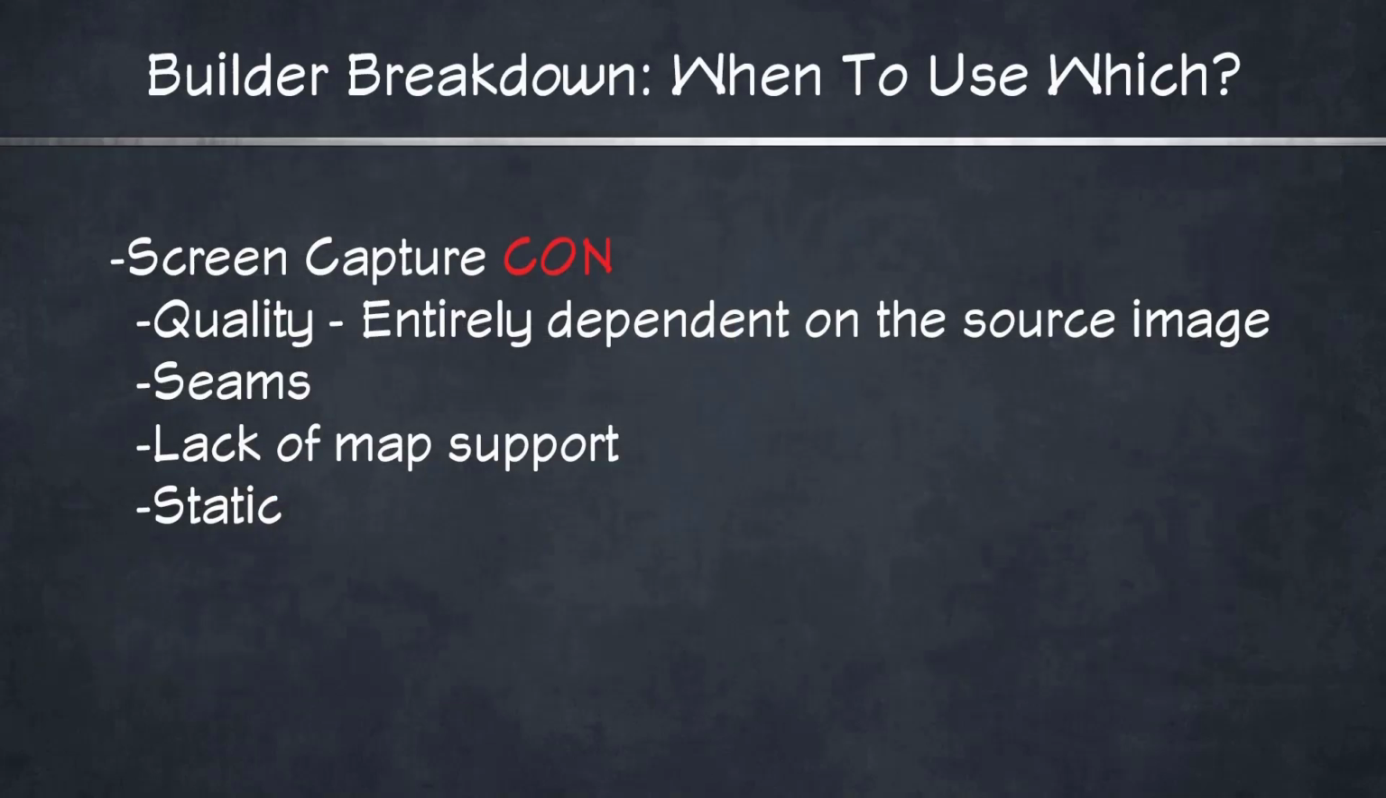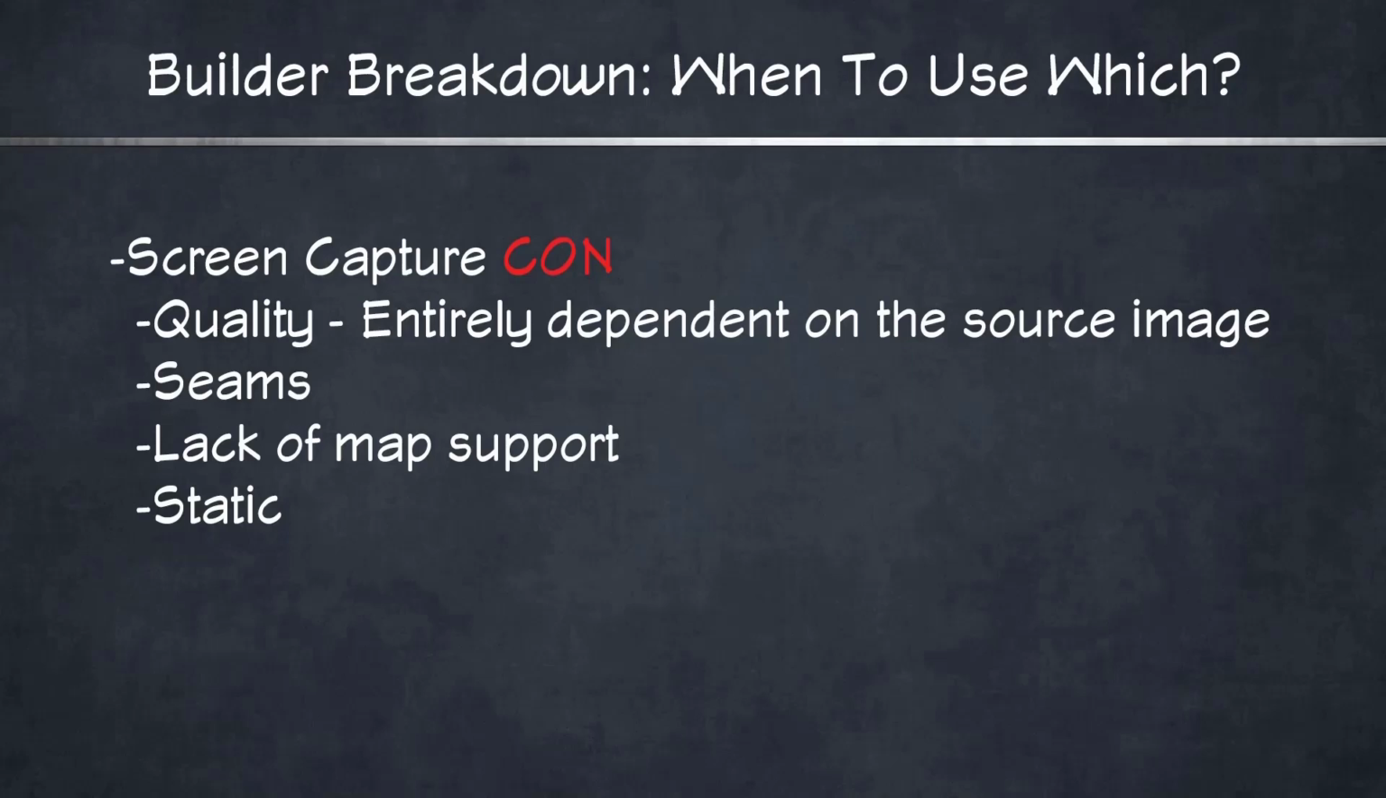You have a lack of map support. So like I said before, you only have the image. So there's no normal map. There's no roughness map. So it's going to look kind of flat and a little bit not photoreal. It might work for things like wood or concrete, but with something like tile, it's going to be pretty obvious there's no maps on it.